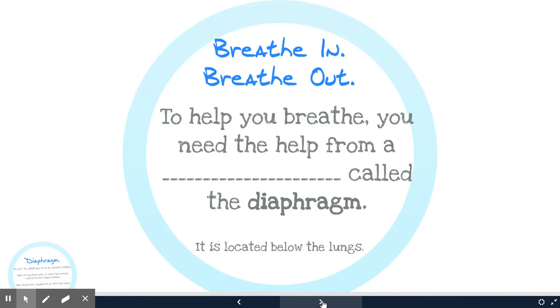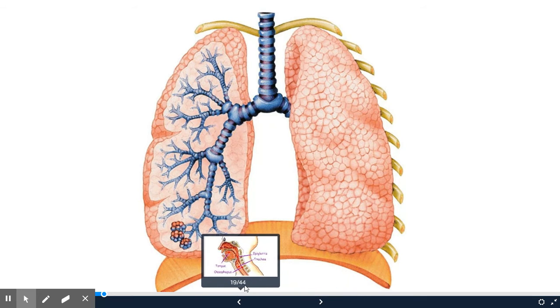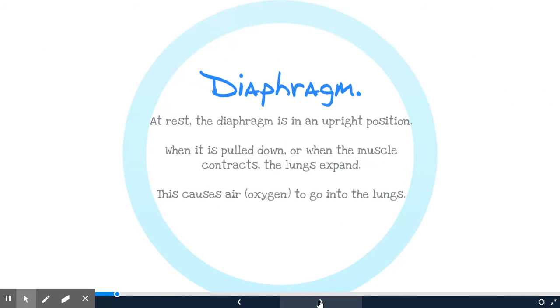Breathe in, breathe out. To help you breathe, you need the help from a muscle called the diaphragm. It is located below the lungs. So you can see the diaphragm here. At rest, the diaphragm is in an upright position. When it is pulled down, or when the muscle contracts, the lungs expand. This causes air or oxygen to go into the lungs.